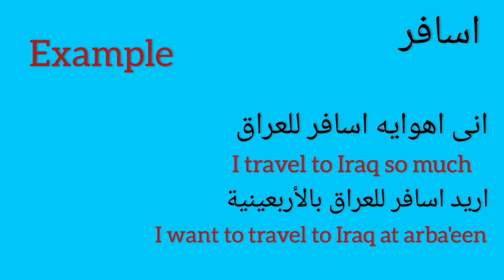Example 2. أريد أسافر للعراق بالأربعينية. I want to travel to Iraq at Arbaeen time. أريد means I want, أسافر I travel, للعراق to Iraq, بالأربعينية at Arbaeen time. As you know, Arbaeen is the largest pilgrimage in the world, where millions of people go to the city of Karbala in Iraq to mourn. And people walk to Karbala for some days.